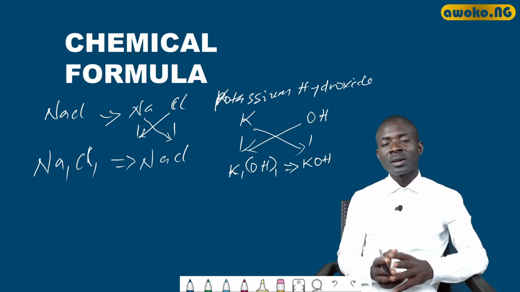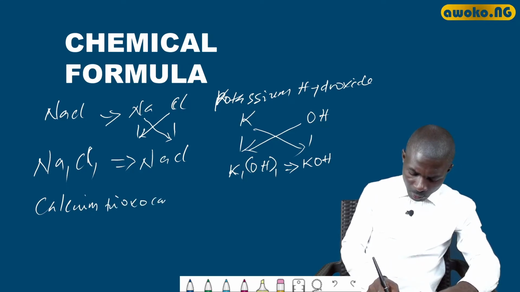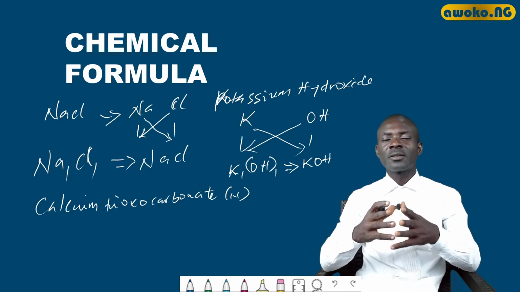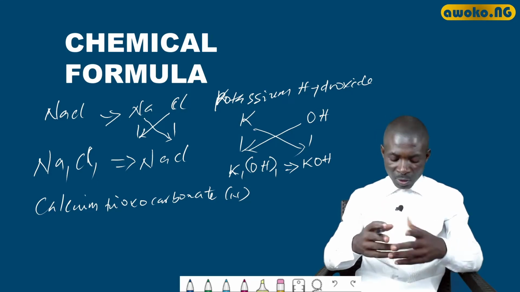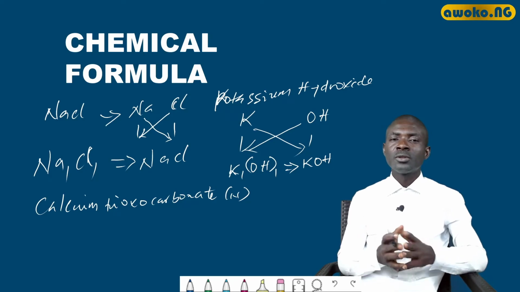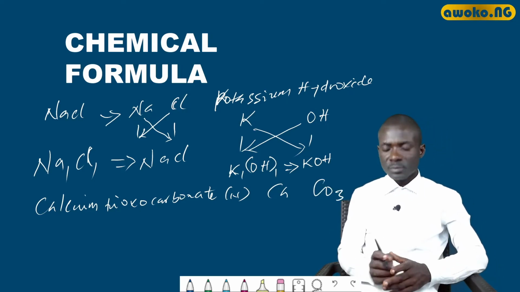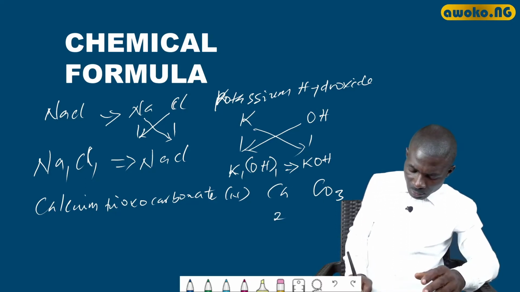Now let's go further to talk about other compounds like calcium trioxocarbonate 4. How do you write the correct formula of calcium trioxocarbonate 4? Of course, calcium trioxocarbonate 4 has 2 major ions. They are calcium ion and trioxocarbonate 4. Calcium ion has a valency of 2 and trioxocarbonate 4 has a valency of 2.